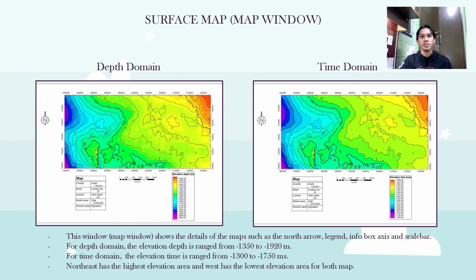For the time domain, the elevation time ranges from negative 1300 until negative 1750 milliseconds. As the map is the same, with just a difference in time, roughly the map shows the same thing such as the elevation of the map. And we can see at the northeast of the map has the highest elevation. And at the west part, it has the lowest elevation area.